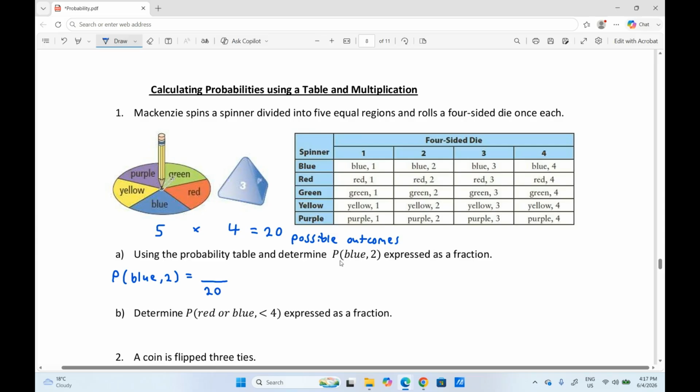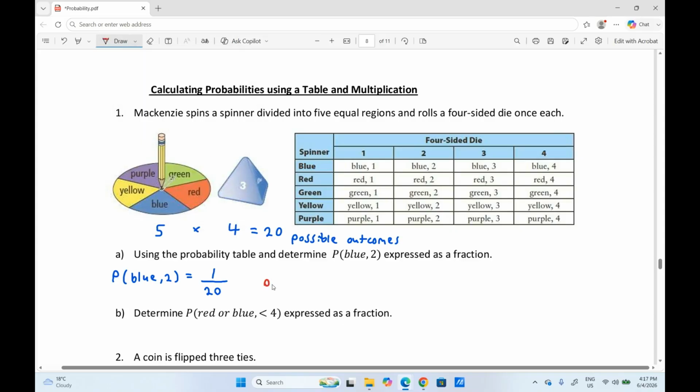Now the top number, we just have to use our chart. Let's find where we have blue and 2 right here. So there's only one possible outcome where we spin the spinner, land on blue, and then roll the dice and get a 2. So my probability would be 1 out of 20 using the table.